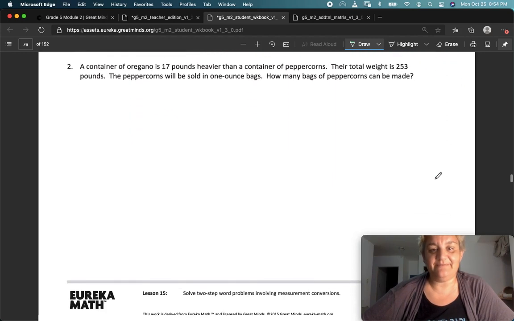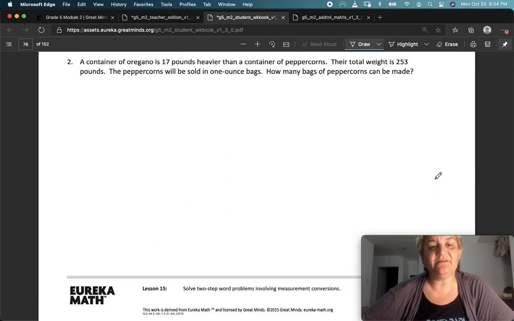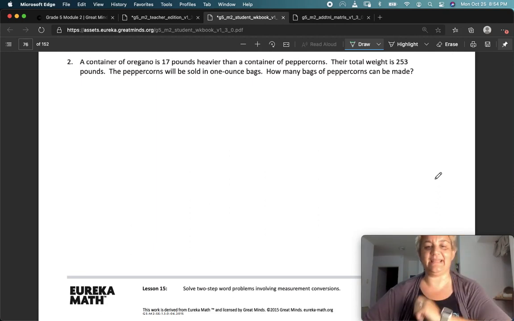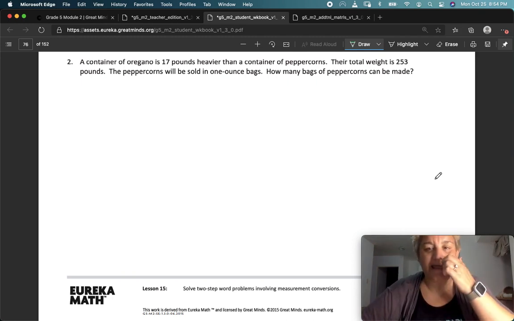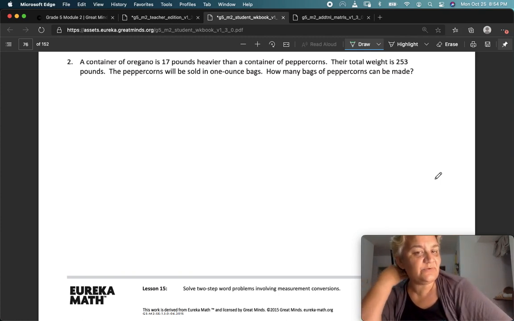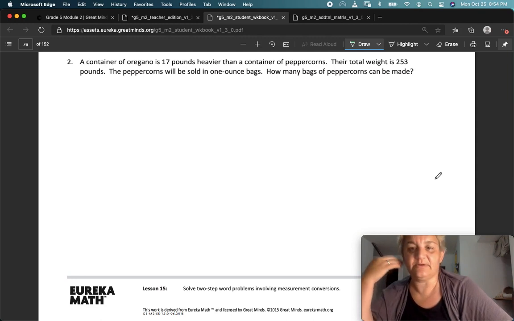Meow, meow, meow. Number 2, a container of oregano is 17 pounds heavier than a container of peppercorns. Their total weight is 253 pounds. The peppercorns will be sold in 1-ounce bags. How many bags of peppercorns can be made?